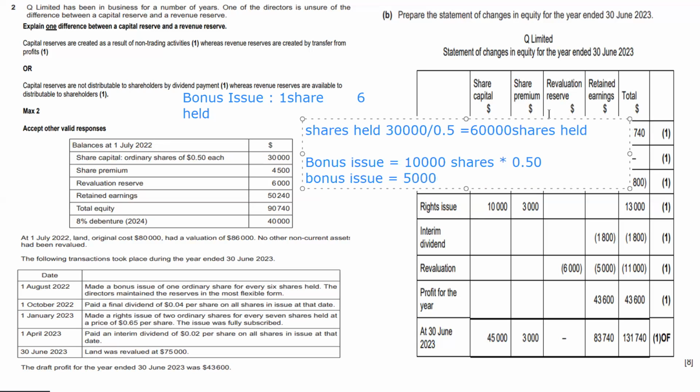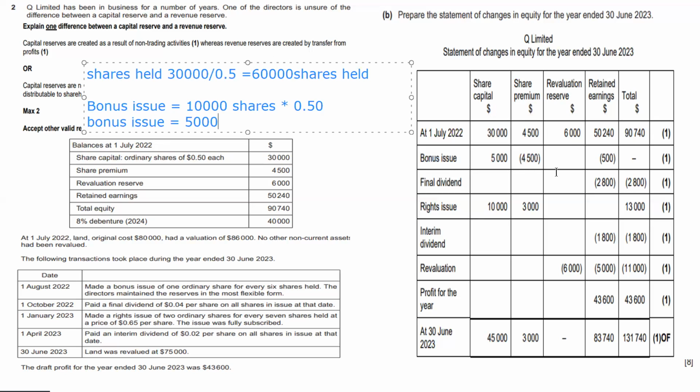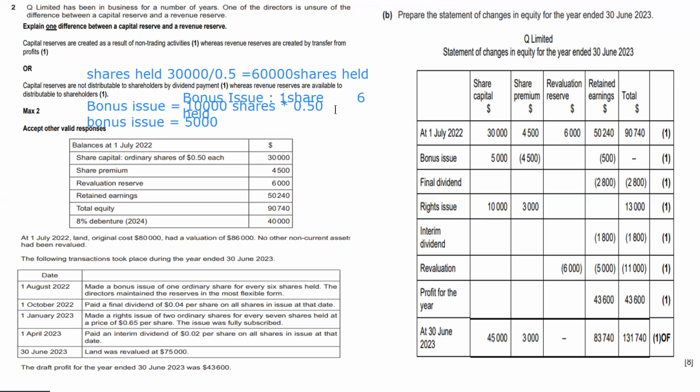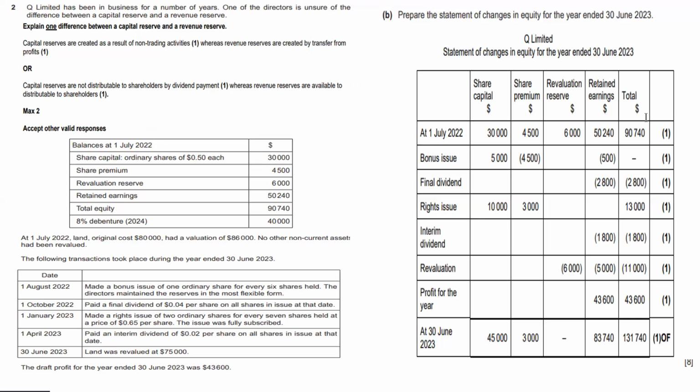So which reserves you will use first? First you'll use share premium, but you have only 4,500 in your share premium. So you'll minus that much, and then you'll minus 500 from retained earnings. So for 5,000 you will increase in your share capital. 4,500 you will minus from share premium, and 500 you will minus from retained earnings. There will be nothing that will go in the total.